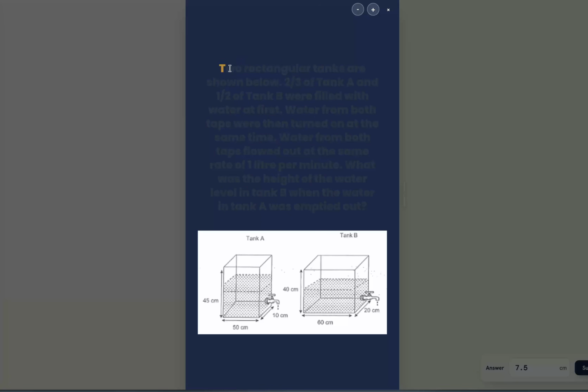Question 9. Two rectangular tanks are shown below. 2/3 of tank A and half of tank B were filled with water at first. Water from both taps were then turned on at the same time. Water from both taps flowed out at the same rate of 1 liter per minute. What was the height of the water level in tank B when the water in tank A was emptied out?